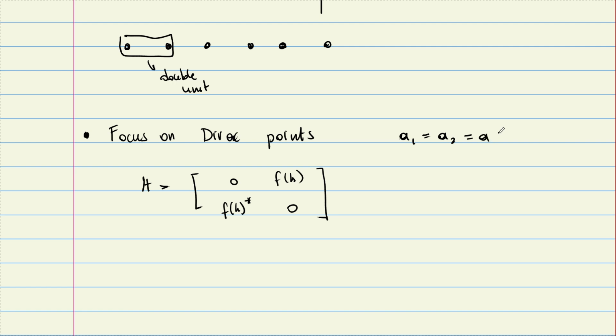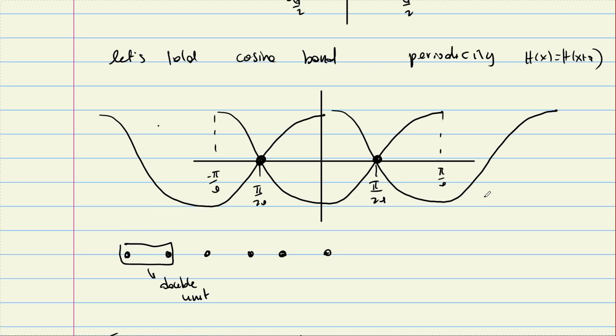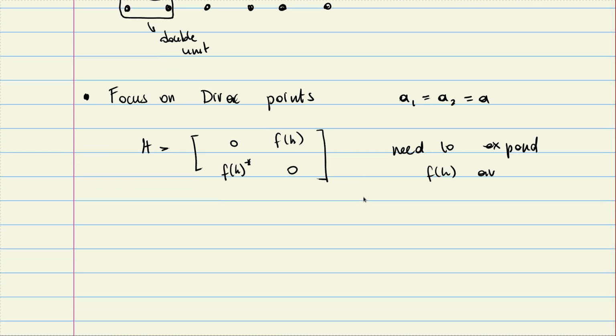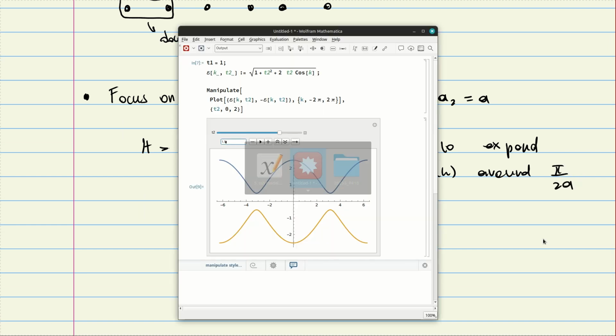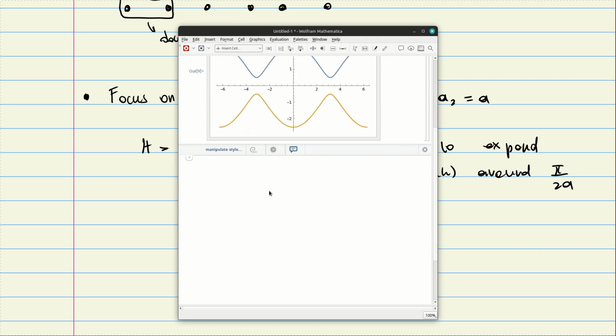I think we don't need that anymore. And now what I want to do is expand f of k around these Dirac points, which is pi over 2, around pi over 2a. So let's do that. I think we can save some time doing that in Mathematica. So f of k, actually, do I need to do that? Let me define this just in case I need this function.